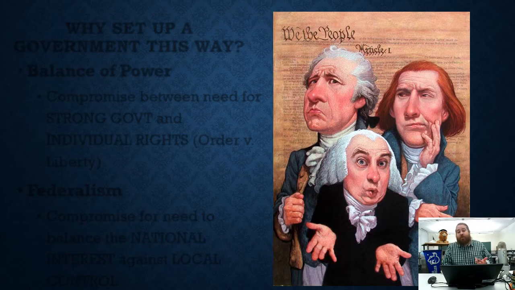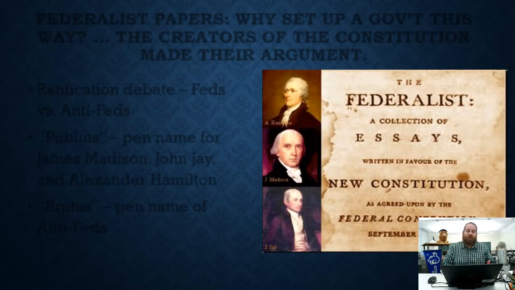And so the framers, in here we have Hamilton and Madison, really try to balance power, the compromise between strong government and individual rights. And they also tried very hard to balance the national interests for all Americans versus local control and local issues. And arguably, these two things are still the most hotly debated topics in the Constitution.